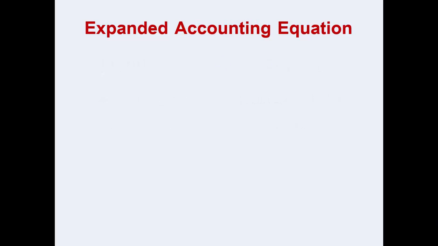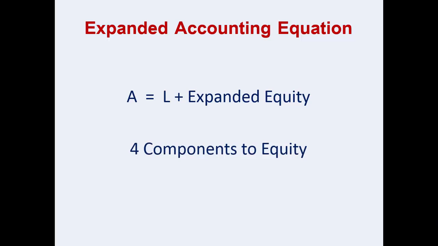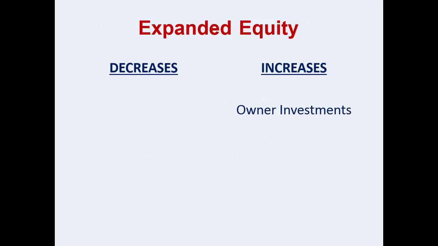So what is the expanded accounting equation? Well, we're going to start with the basic: liabilities plus equity. And when we expand things, we're looking at expanded equity, or what goes into equity, because there are things that will increase it and things that decrease it. Investment will increase it, withdrawals will decrease it. So the owner puts money in, takes money out. It's going to increase and then decrease equity.